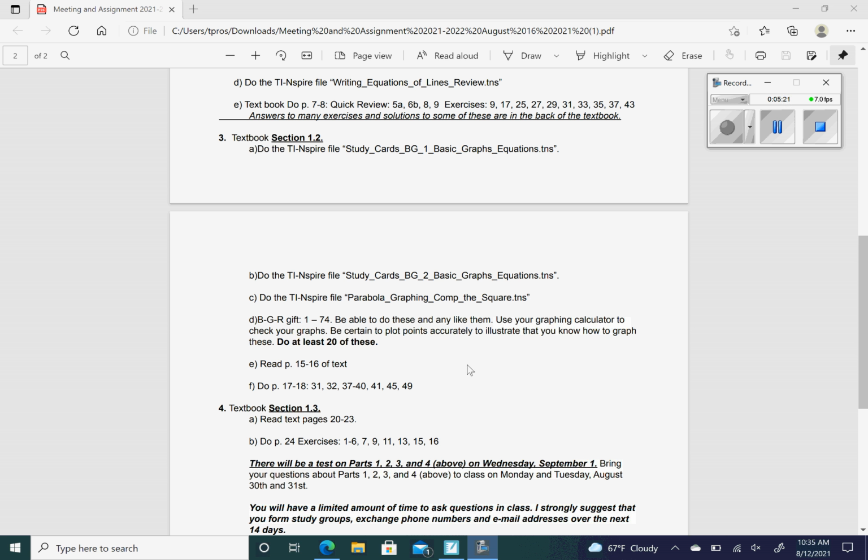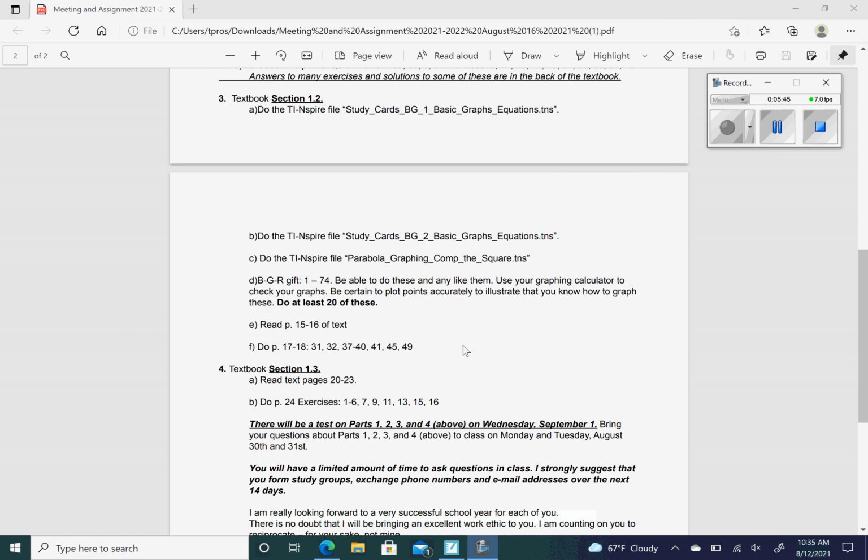Now there are 74 graphs on here, or equations and graphs. Be able to do these and any like them. Use your graphing calculator to check your graphs. Now you don't have to do all of these. You pick and choose. You just need to do at least 20. So if you're looking at some examples and you know how to do those, I would probably skip over those. Do some that maybe you haven't seen in a while or you forget how to do. That's what's going to benefit you the most.